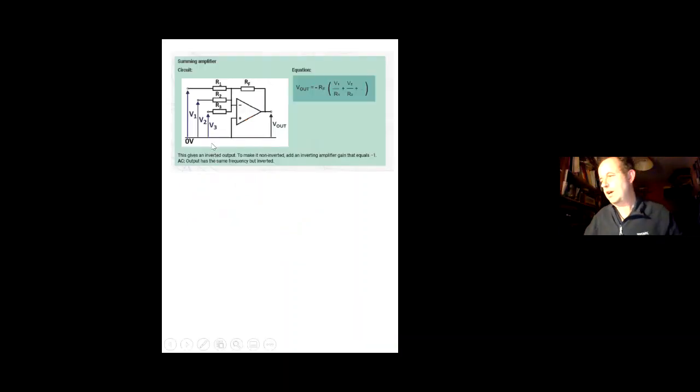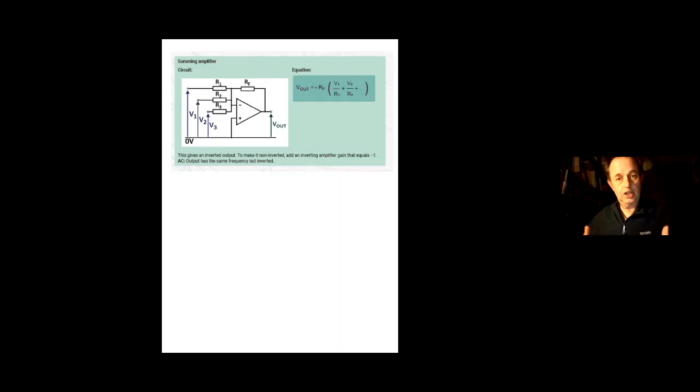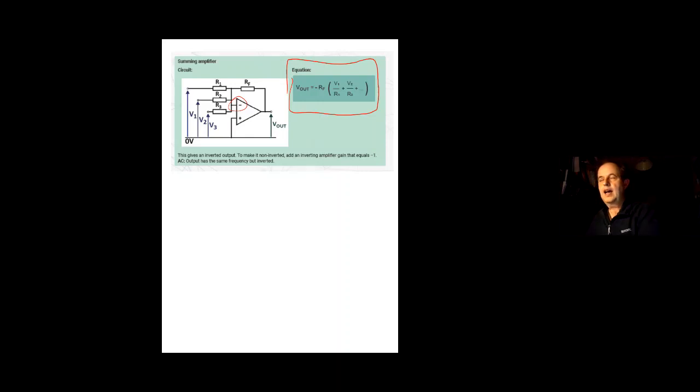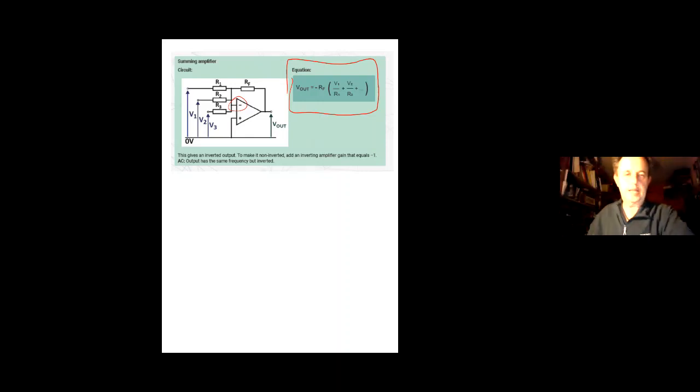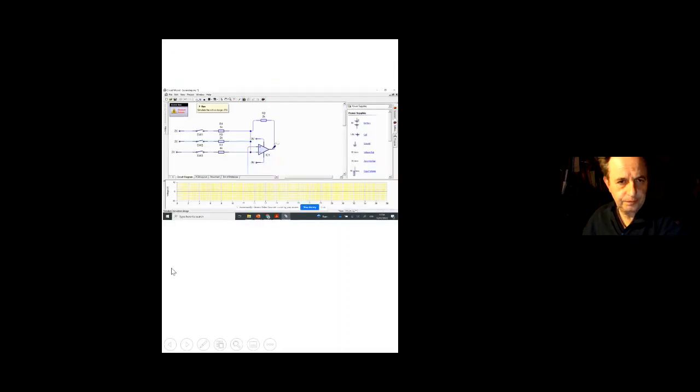Okay, going on to another setup. These are called summing amplifiers. You will have more than one input, and they're connected to the inverting terminal. The equation is given on the front of your paper and your data sheet. Have a quick look at how this works.